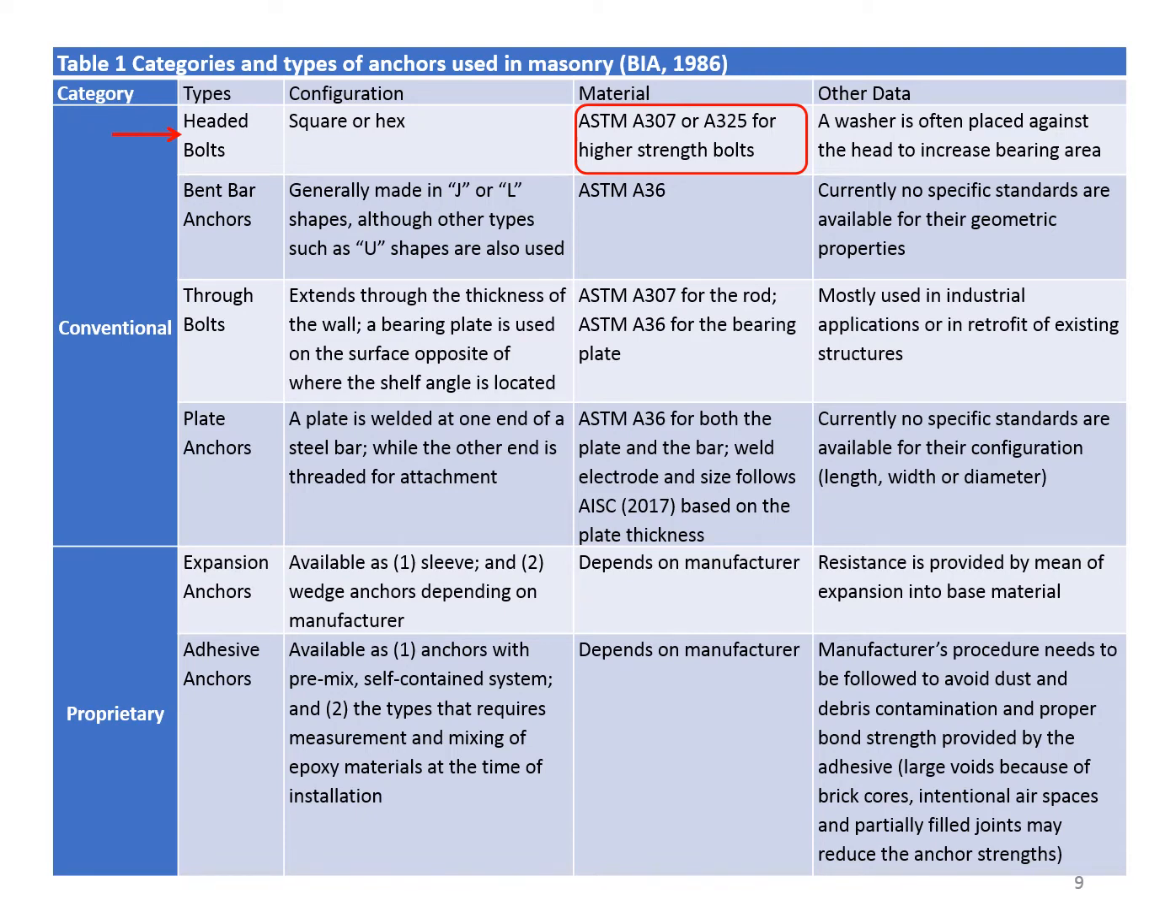However, when we use a bent bar anchor, the type could be J or L or even U shape, and the material is usually ASTM A36. The other types are through bolts and plate anchors. Information about those is provided in this table.